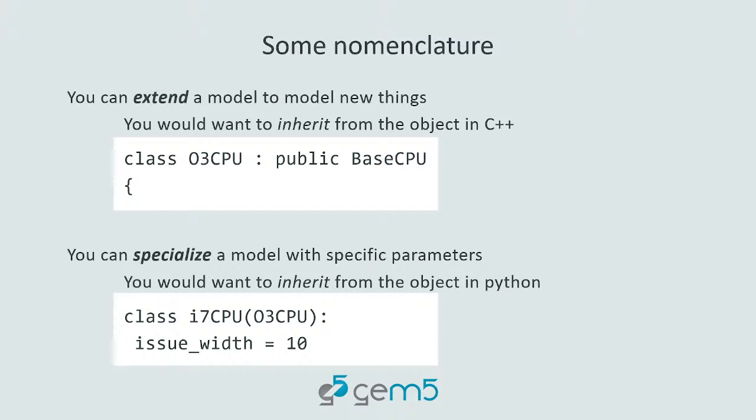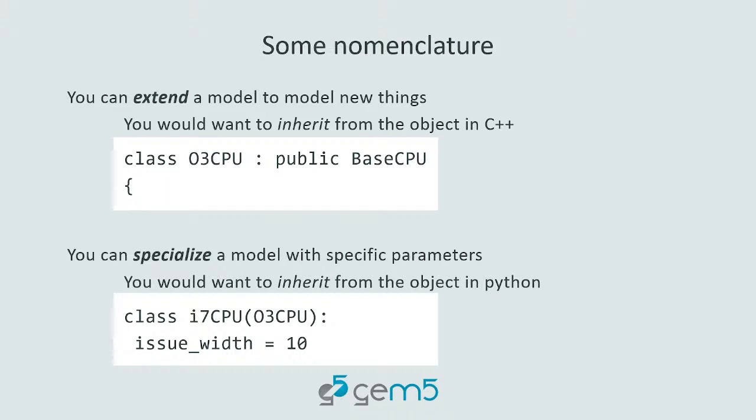So more nomenclature today. We can extend a model to model new things. We can extend the base CPU to model an O3 CPU, or extend a cache to be a special kind of cache. Or maybe in Python, we can specialize a model with specific parameters.